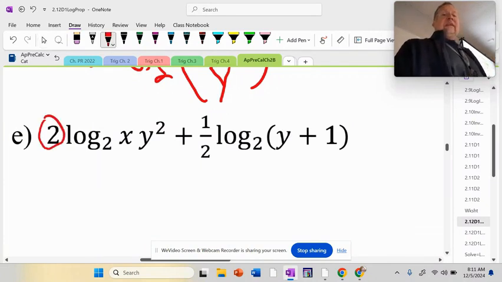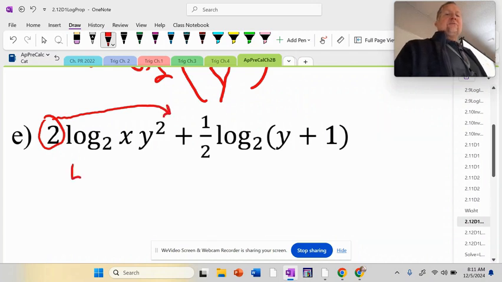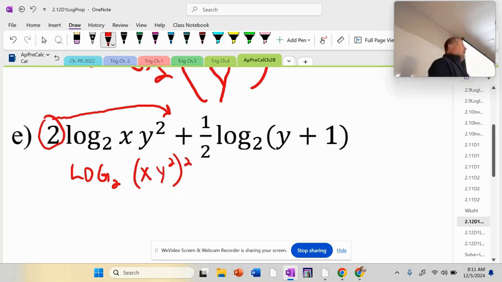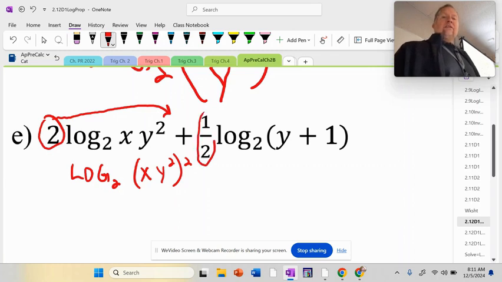What does this become? Starts with an E, everyone. So I got to be careful on this one. Slow down. Log base 2 of the quantity xy squared. Now comes our algebra. And then what does this become, everyone? Starts with an E, an exponent.